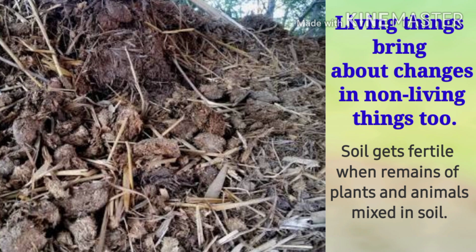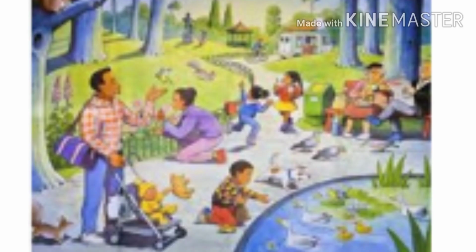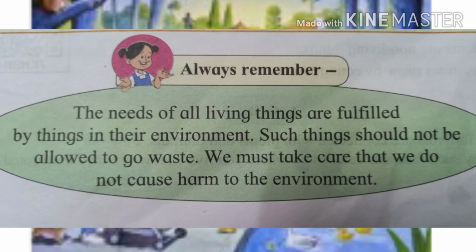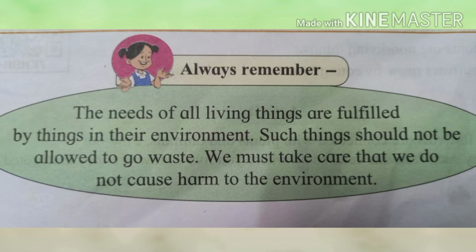Living things bring about changes in non-living things too. For example, soil gets fertile when remains of plants and animals are mixed in the soil. In this way, we have learned that all things in the environment depend on each other. The needs of all living things are fulfilled by the environment. So, we must take care that we do not cause harm to the environment.